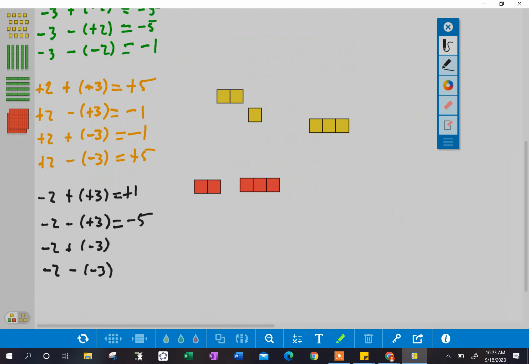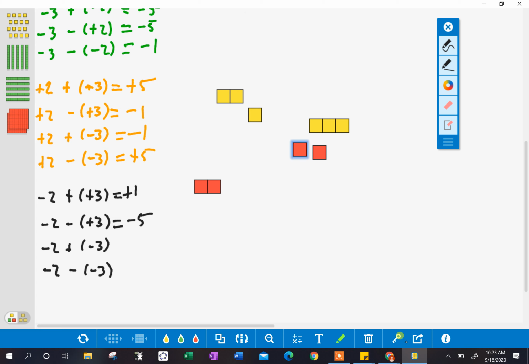By the way, you can make your own strips by using just regular paper. So if I start with 2 negatives, and then I add 3 negatives, I get the same thing. 1, 2, 3. I get 5 negatives again.